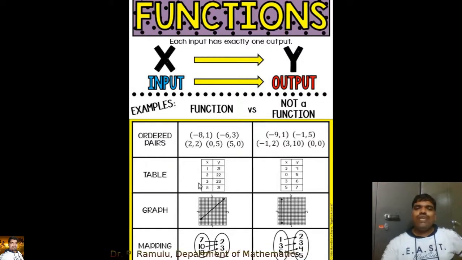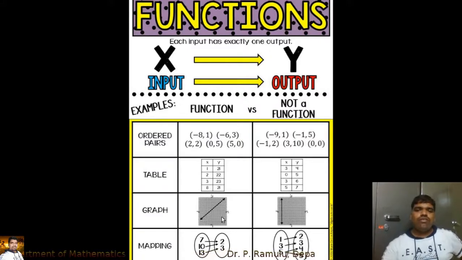By using tables, we can also recognize functions. 1 goes to 21, 2 goes to 22, 3 goes to 2, right? This is also a function. If you give a value, the output will come. This x is input, y is output. And by using graphs, we can say whether it is a function or not a function.